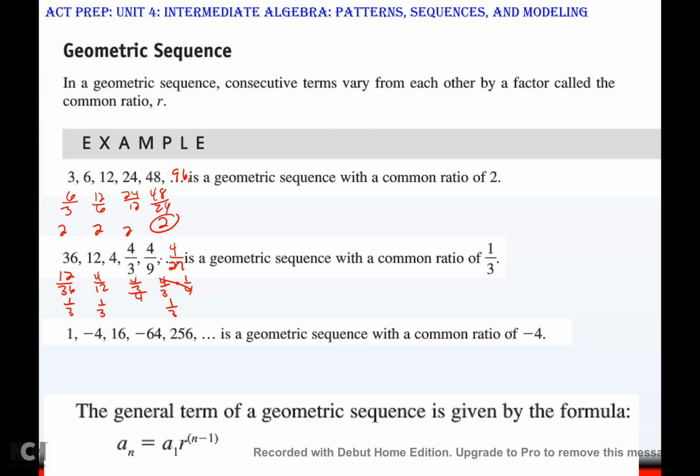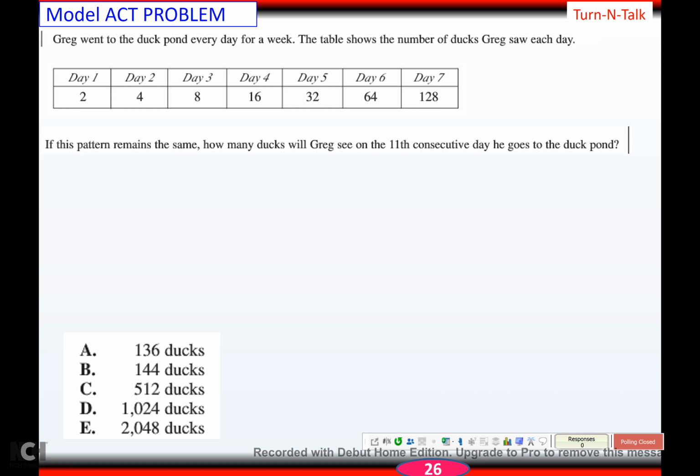Okay, this one has a common ratio of -4 because -4 divided by 1 is -4. 16 divided by -4 is -4. -64 divided by 16 is -4. So to get the next one, we would multiply by -4. And then there's your general term for a geometric sequence. Okay? All right, you try this one, hit pause, come back when you're ready.